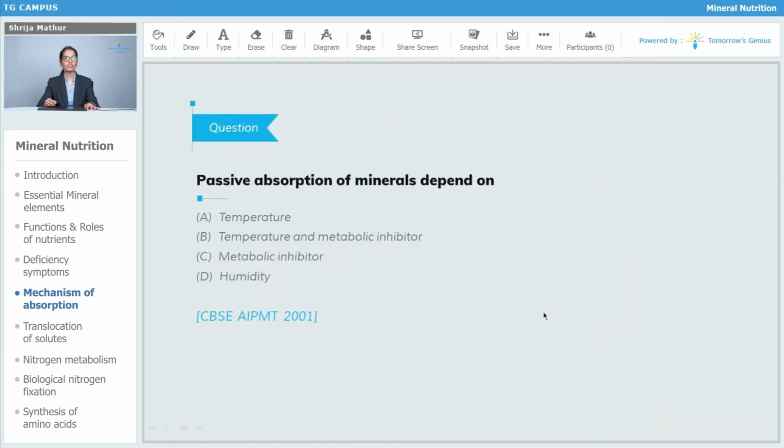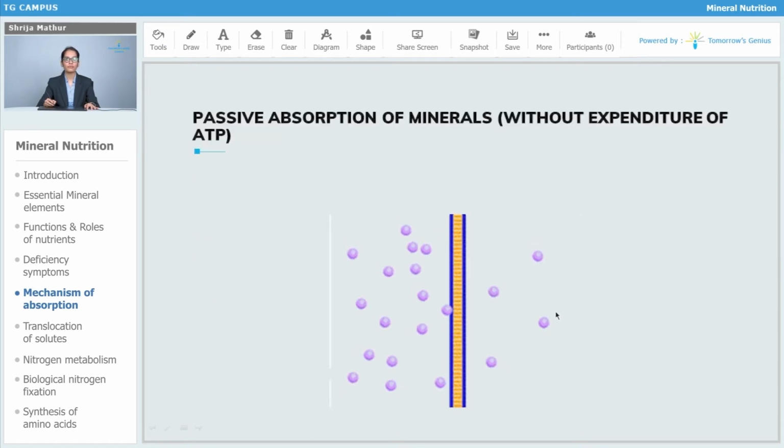So here is a question that says: passive absorption of the minerals depends on what factors? Temperature, metabolic inhibitor, or humidity. So it is only and only the temperature which is regulating the passive absorption of the minerals. So option A, temperature, is correct.